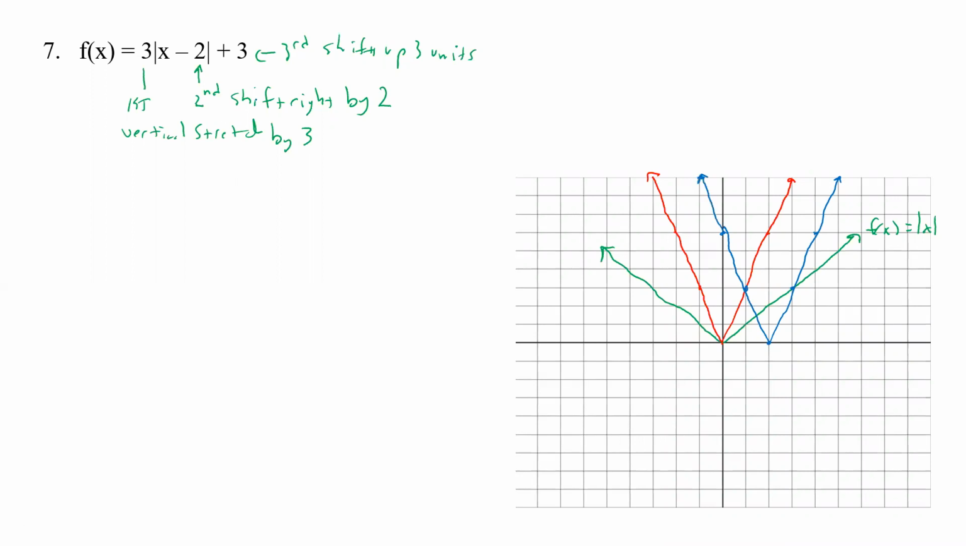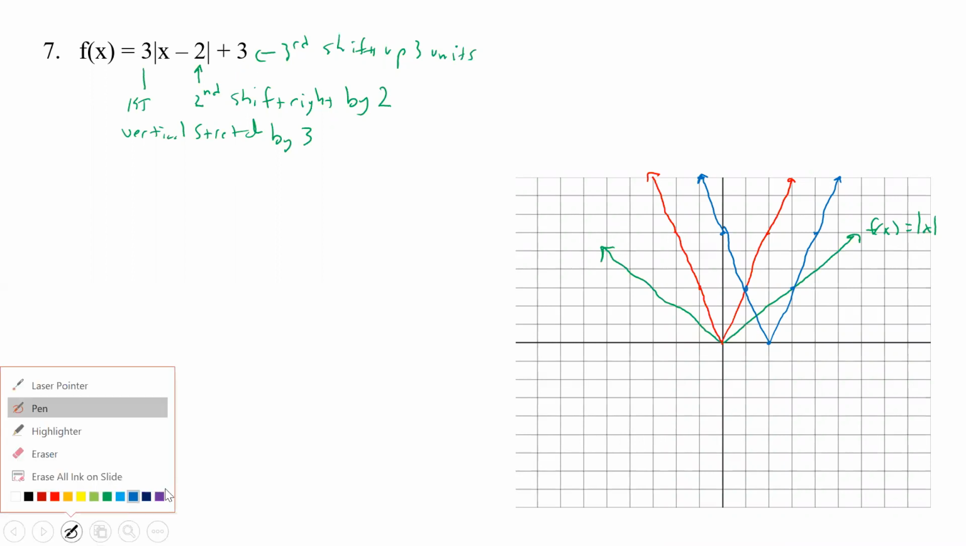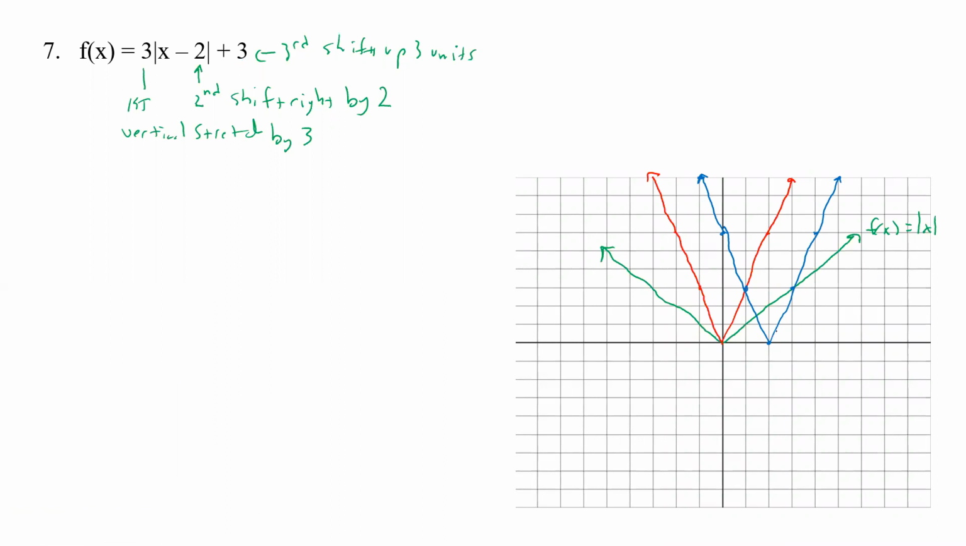All right, and now our last one is we're going to shift up by 3. Okay, so now we move everything up 3. So we go up 1, 2, 3. This one goes up 1, 2, 3. And so this one goes 1, 2, 3. And the rest of them are off the graph. And so we're just going to leave it like that.